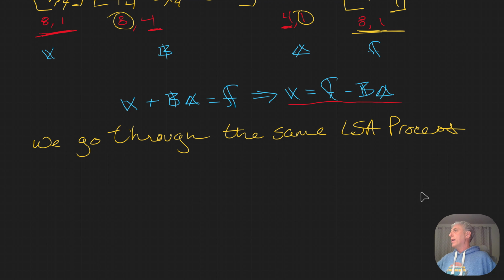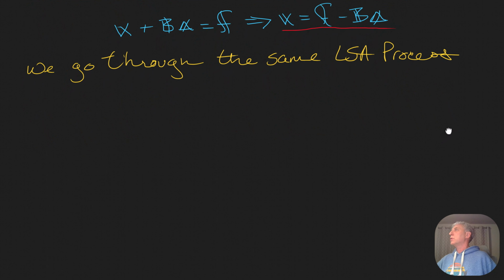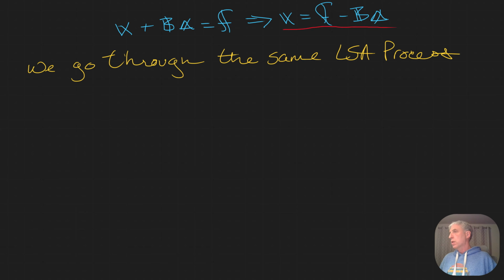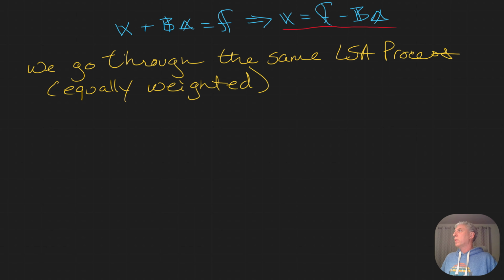So what is that least squares adjustment process? I should point out here that everything is equally weighted, so we're not going to worry about weights. We're keeping it simple. In the least squares adjustment class, we'll actually start considering the situation in which we're unequally weighted and we apply weights. But for now, equally weighted.